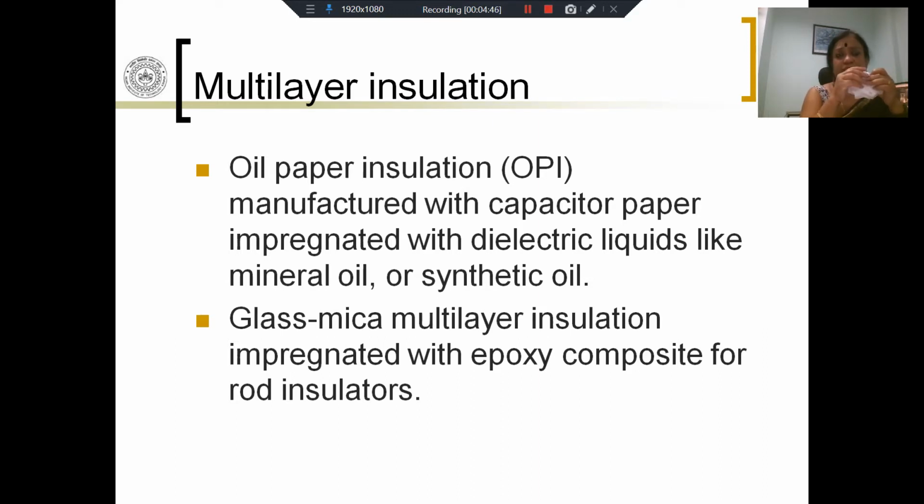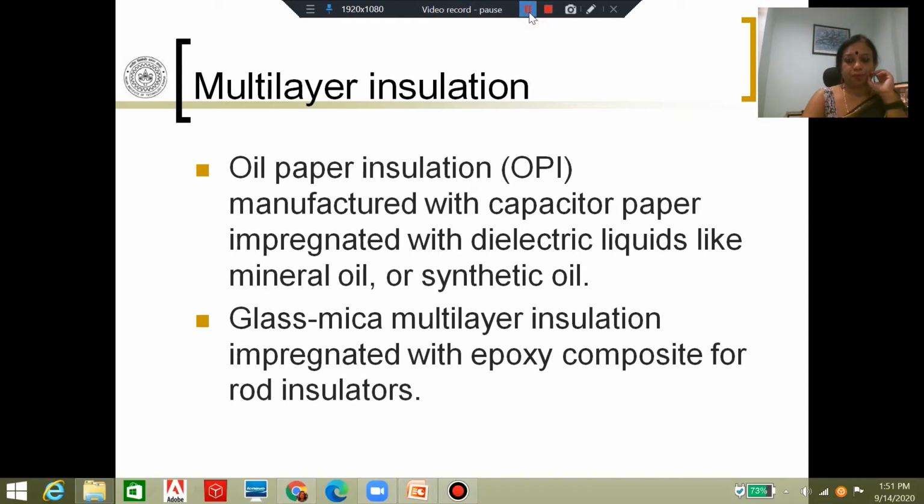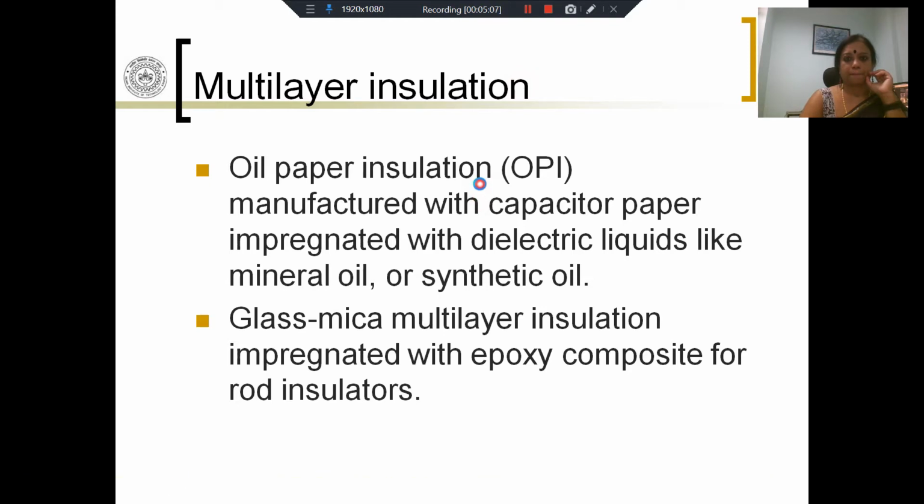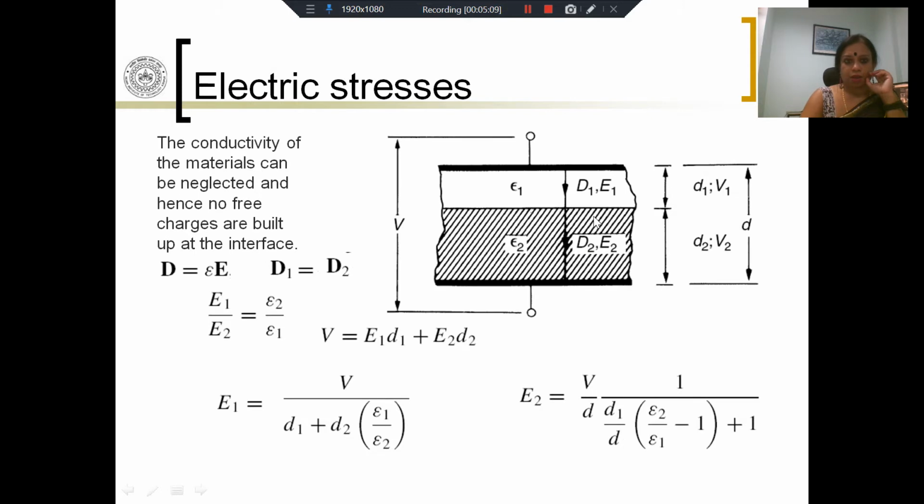But does this solve the problem? Do we still retain certain problems simply because, instead of using a homogeneous material, you are using a composite dielectric? So let us see what is the problem that we are likely to face when we have composite insulation.